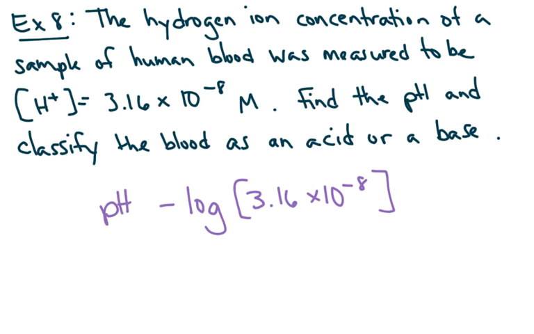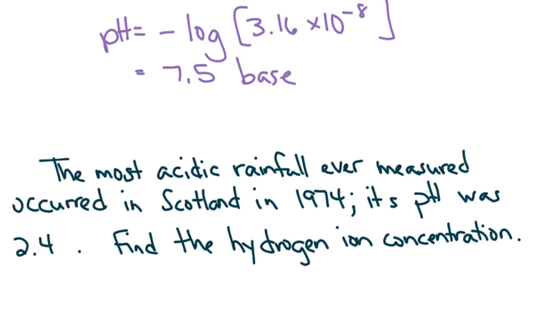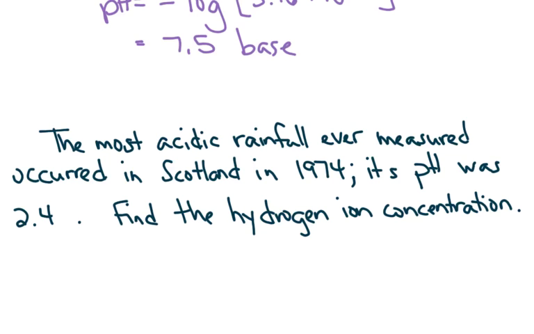And when I plug that into my calculator, I get approximately 7.5. Since 7.5 is greater than 7, this is going to be a base. What if I said the most acidic rainfall ever measured occurred in Scotland in 1974? Its pH was 2.4. Find the hydrogen ion concentration.